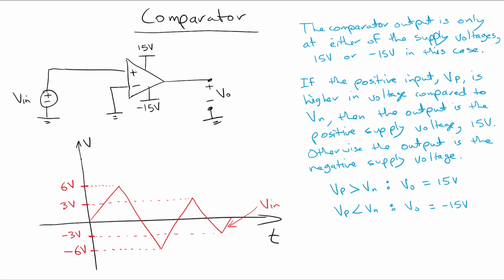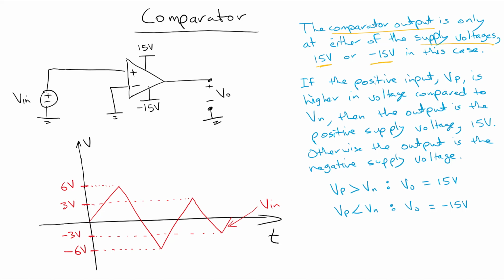So now our final op-amp configuration is that of the comparator. What's interesting about the comparator is that there is no negative feedback, as you can see on the circuit diagram, and we have an input signal going in this case to the positive input, and we have the negative input grounded. The property of the comparator op-amp is that the output only goes to the supply voltages, either 15 volts or minus 15 volts.